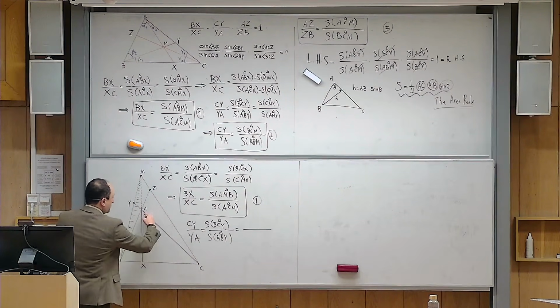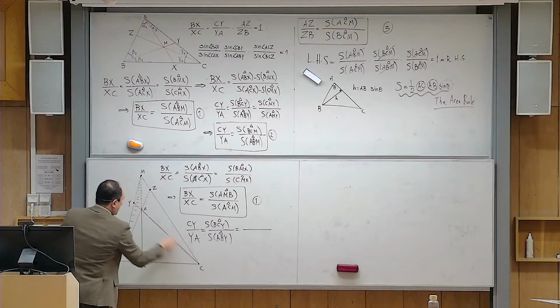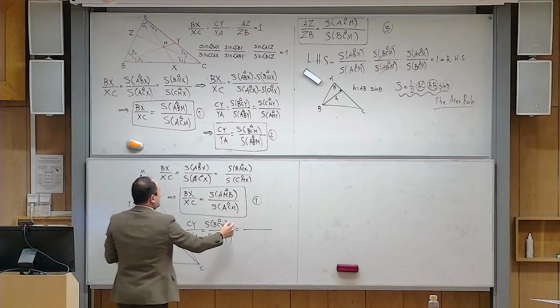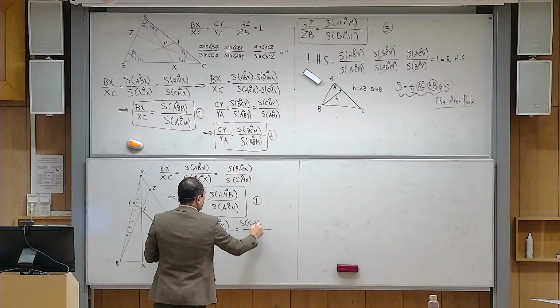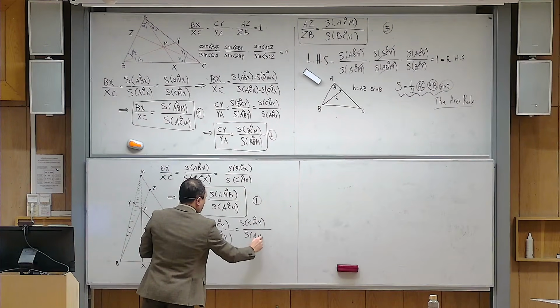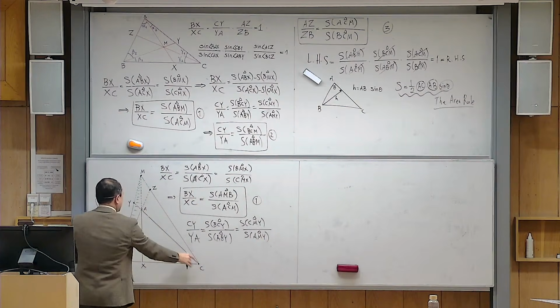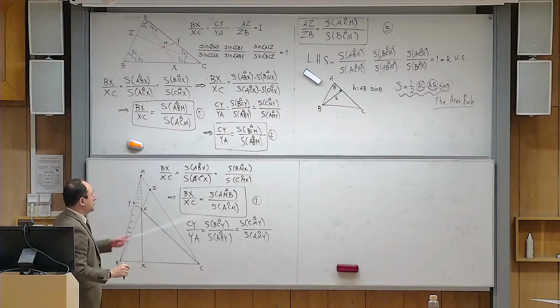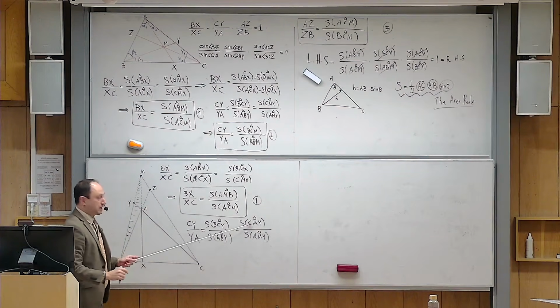On the one hand, look above this line. CY can also play the role of the base of this top triangle, and YA can also play the role of the base of this top triangle again, the narrow one. So what can I do? I can write the surface area of CMY over the surface area of AMY. CMY, AMY. Again, surprisingly, this is exactly the same thing.